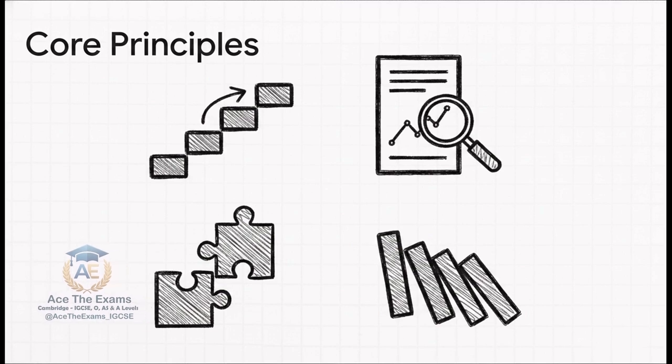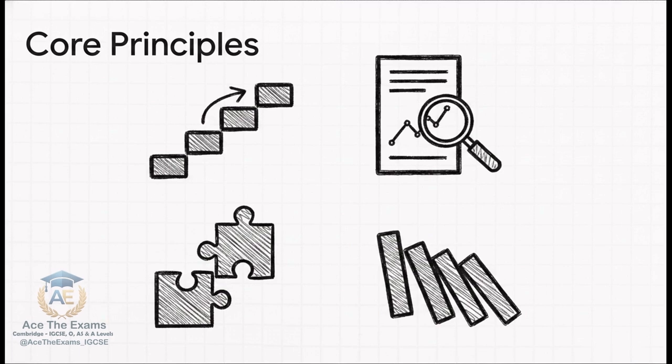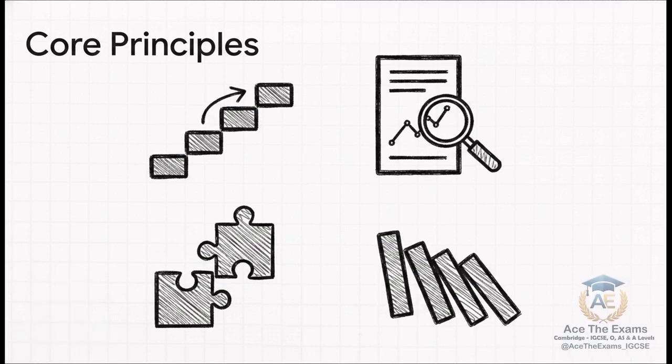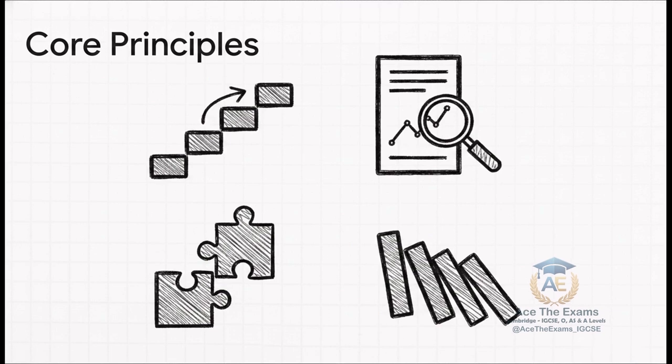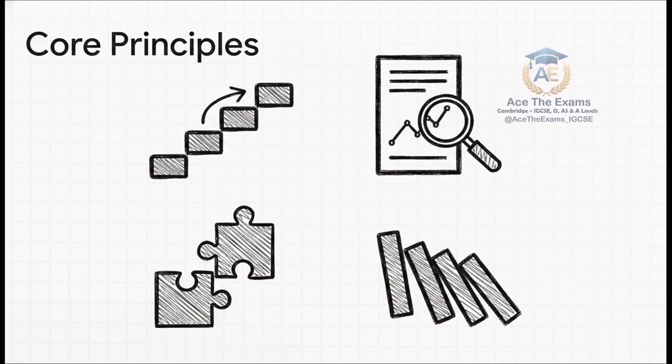Systematic analysis means you approach the problem logically, step by step, no jumping to conclusions. Evidence-based reasoning means every single claim you make is backed up by the data provided. Precise definitions are non-negotiable. You have to use the exact professional terminology from the Cambridge syllabus. Don't use vague terms. And finally, mapping causal relationships. You have to clearly show why X causes Y.